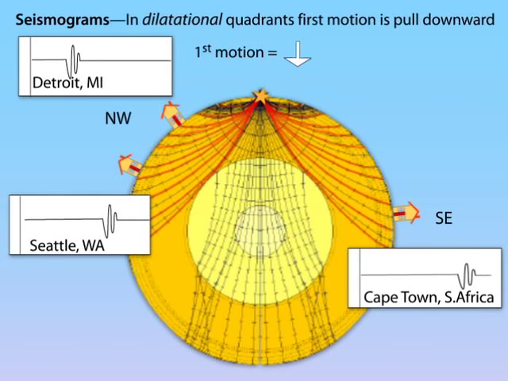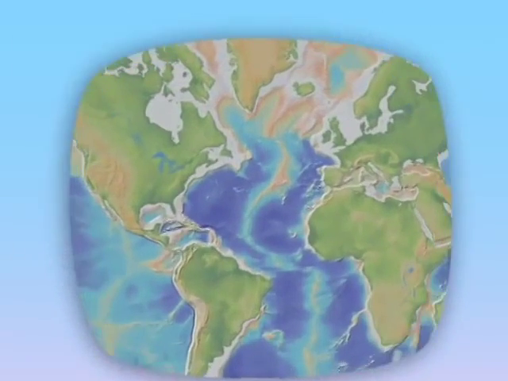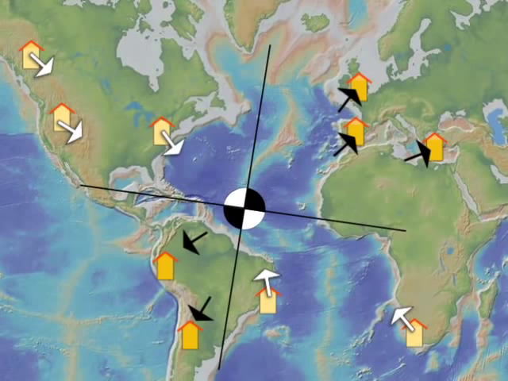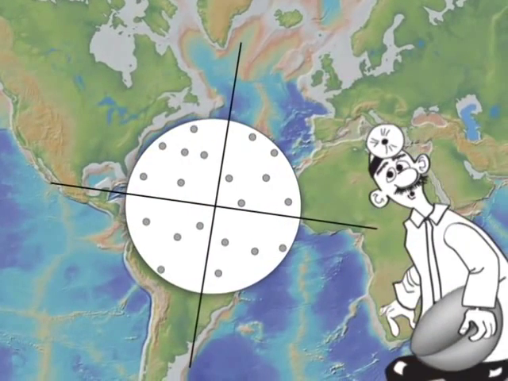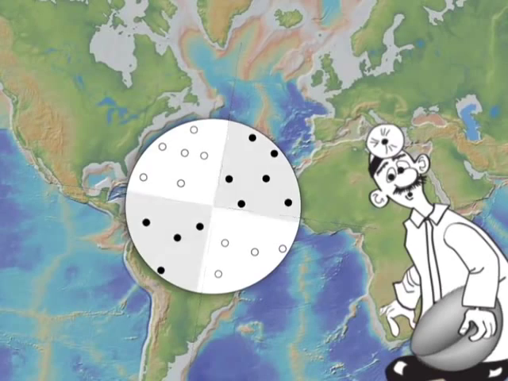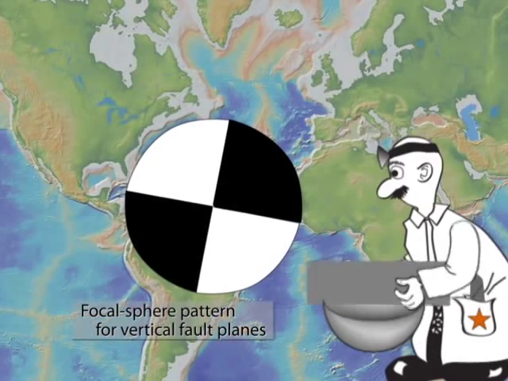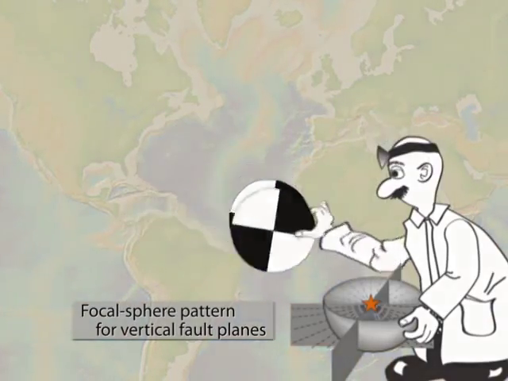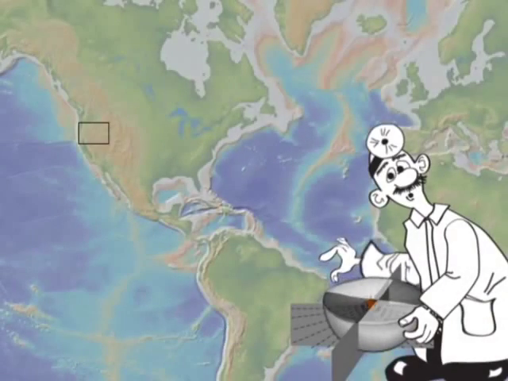By examining first-arriving P waves at many stations over a range of azimuths and distances from the earthquake, we can determine the pattern of compressions and dilatations on the lower hemisphere of the focal sphere. As we have seen, a strike-slip earthquake produces a crossing pattern of approximately vertical faults, or nodal planes, that separate two compressional and two dilatational quadrants.